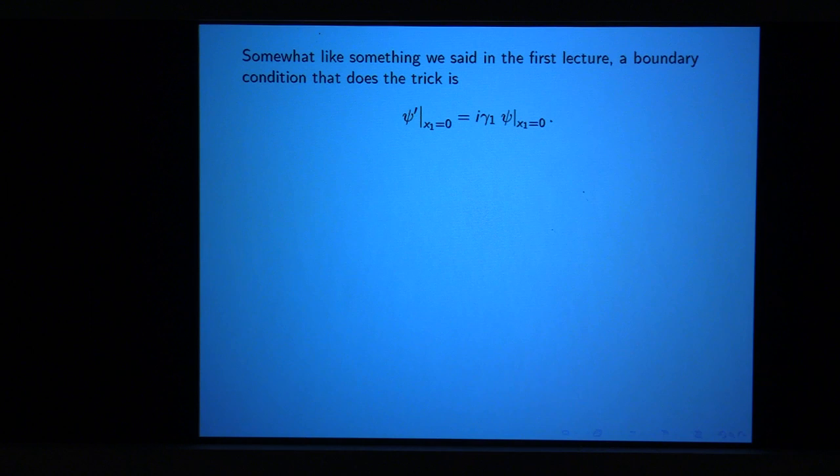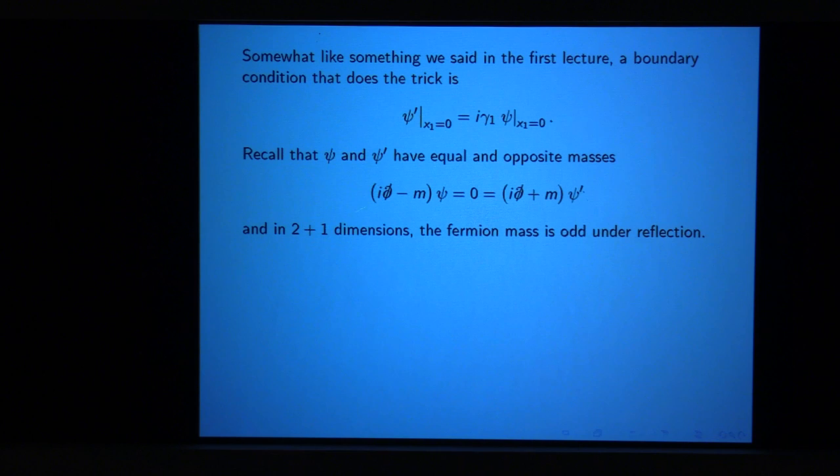Well, we can do something like what we did in the first lecture. In the first lecture, I said a Dirac fermion in four dimensions had a symmetry-preserving boundary condition, and it involved multiplying by i gamma 1. Here we've got two Dirac fermions in three dimensions, but the boundary condition we want is similar: one fermion is i gamma 1 times the other fermion along the boundary. And I want to show you why I picked that boundary condition. Remember, psi and psi prime have equal and opposite masses. So here are their Dirac equations.